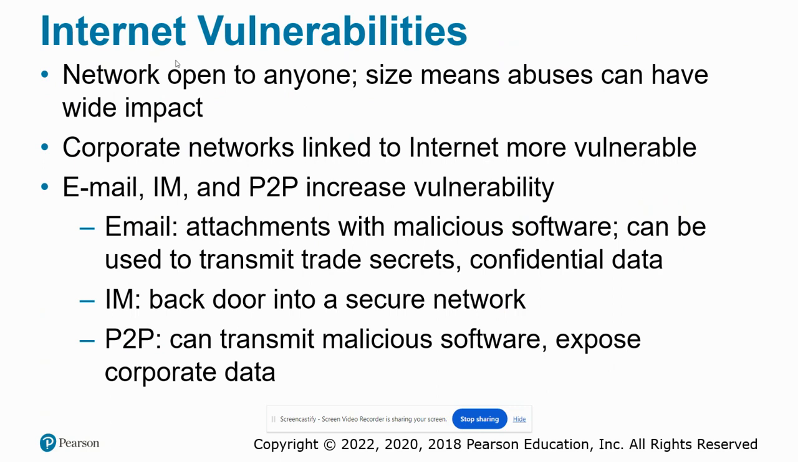Here we look at the type of threats that large public networks, such as the internet, face because they are open to virtually anyone. Note that the internet is so huge that when abuses do occur, they can have an enormously widespread impact. And when the internet becomes part of the corporate network, the organization's information systems are even more vulnerable to actions from outsiders.